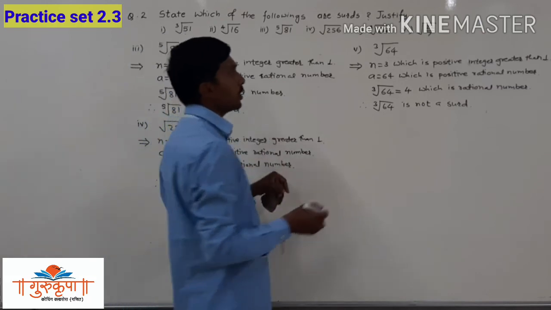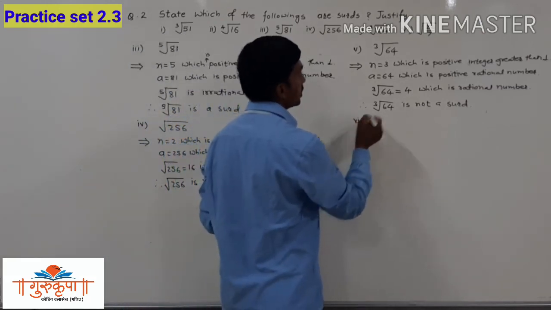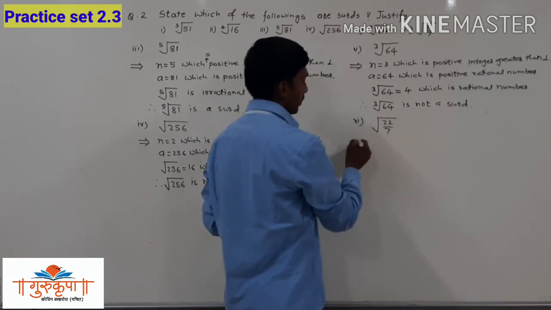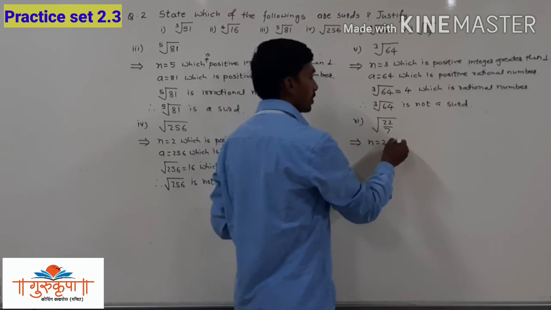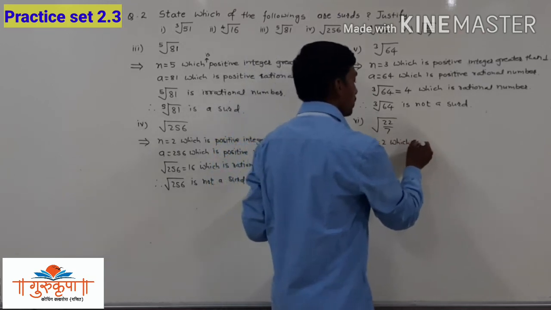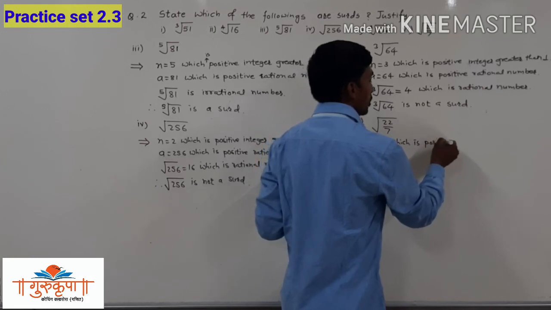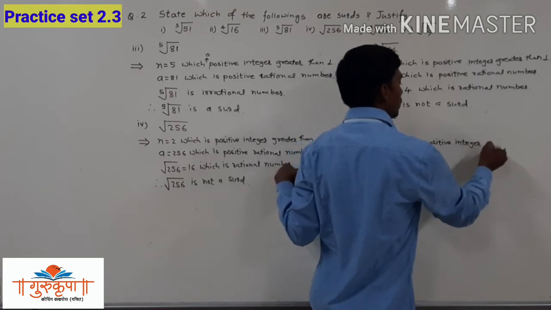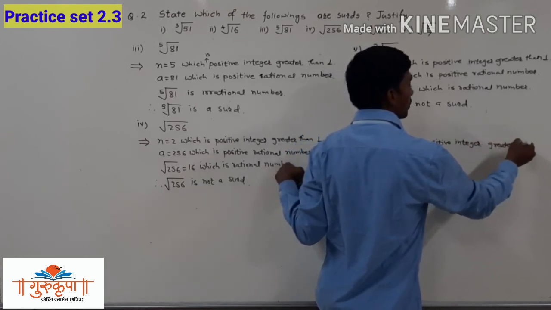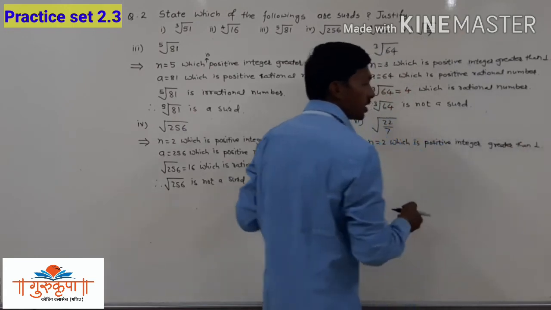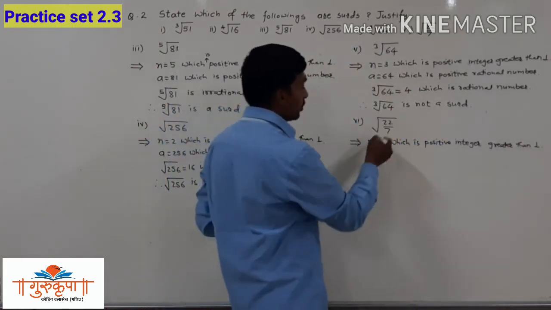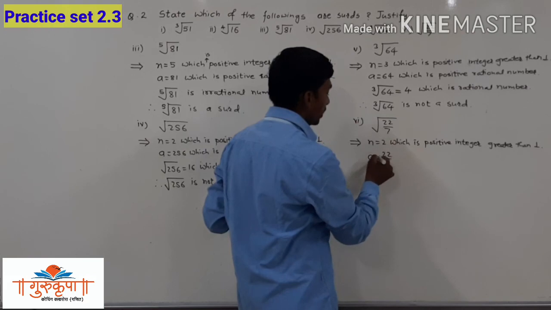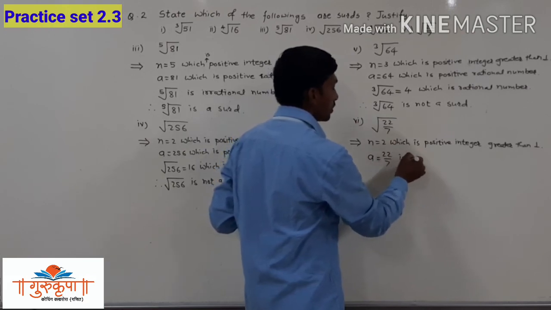Now we have the last example, example number 6. The given number is square root of 22 upon 7. Here we have n is equal to 2, which is a positive integer greater than 1. First condition is satisfied. Now a is equal to 22 upon 7, and we know that 22 upon 7 is a rational number.